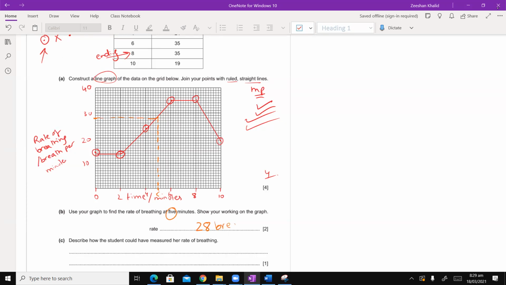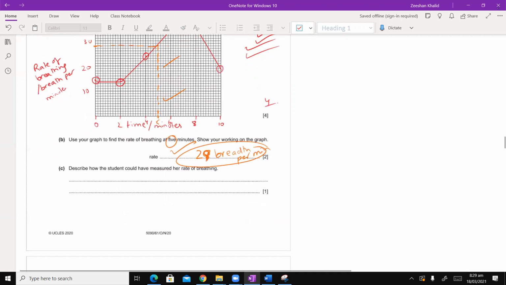It is 29 breaths per minute. Let's make it 29 breaths per minute. When you write this, you get one marking point. The second marking point is for showing the working on the graph. Okay, so you have to ensure that in the exam you show the working clearly.